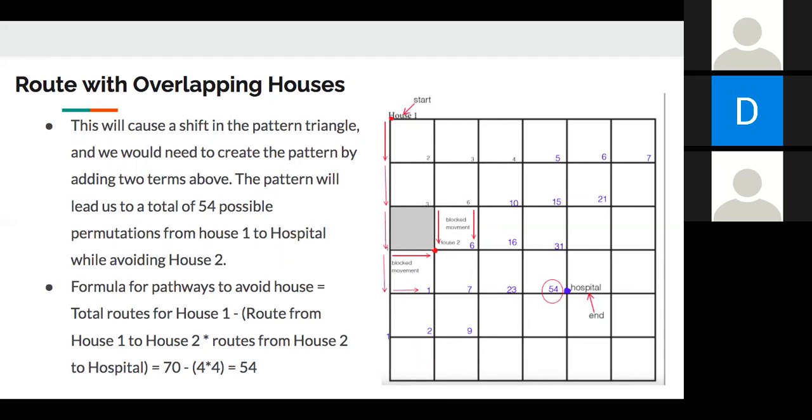In terms of formula for pathway to avoid, we would have to subtract the total pathways from house 1 to house 2 and pathways from house 2 to hospital. Therefore, our total pathways from house 1 to hospital comes out to 70, and we will subtract 16 from that, which results from 4 pathways from house 1 to house 2 and 4 pathways from house 2 to hospital, therefore resulting in 54 pathways from house 1 to hospital.